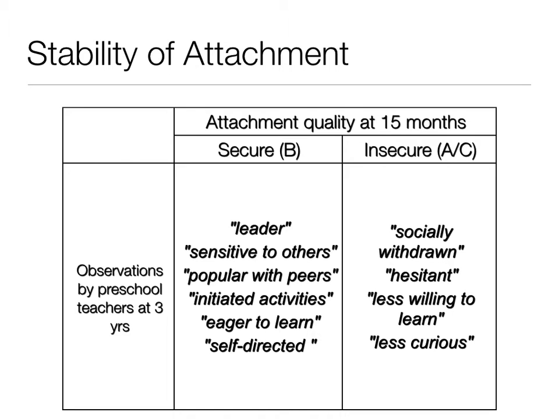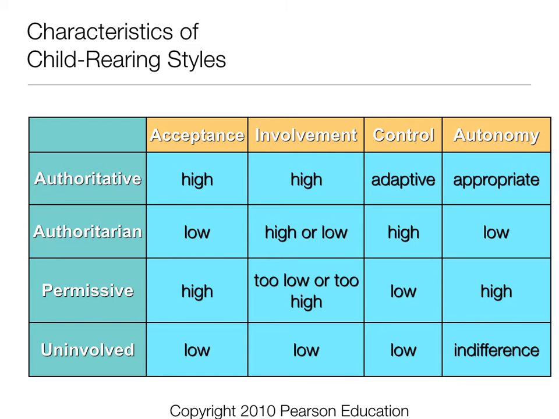Other kinds of social development things that are happening are child rearing styles, or parenting styles. There are 4 main kinds of parenting styles, and they really vary on 2 main axes. One is about control, so control versus autonomy is that axis, and the other one is about acceptance and involvement. And so that's the other axis.